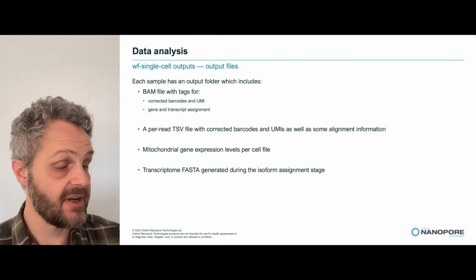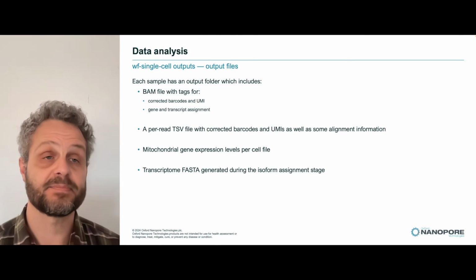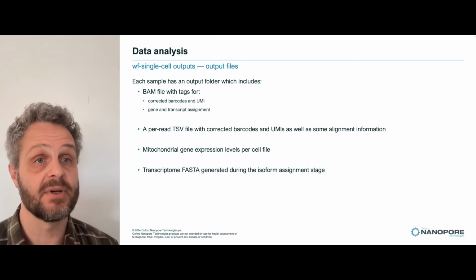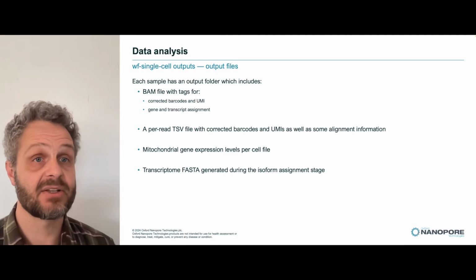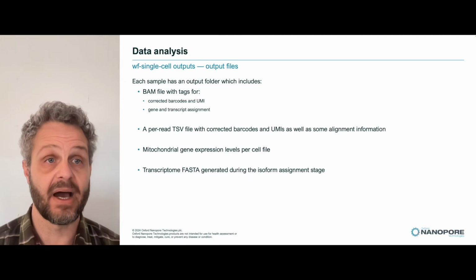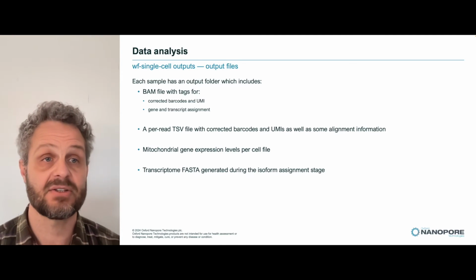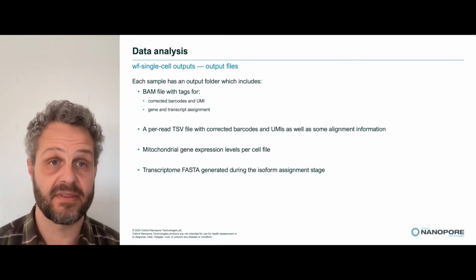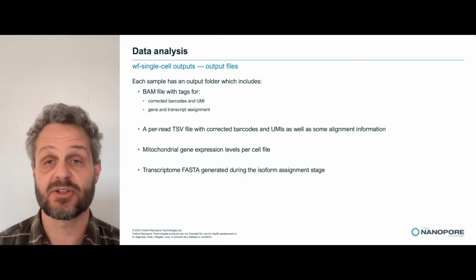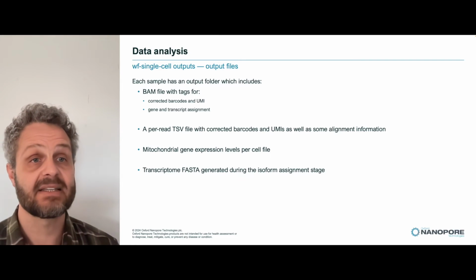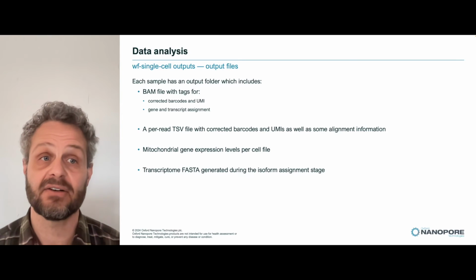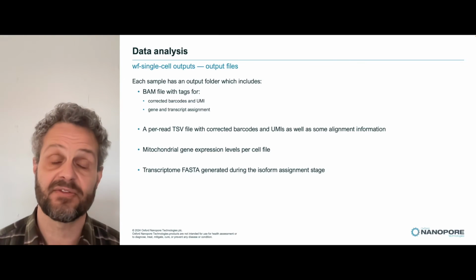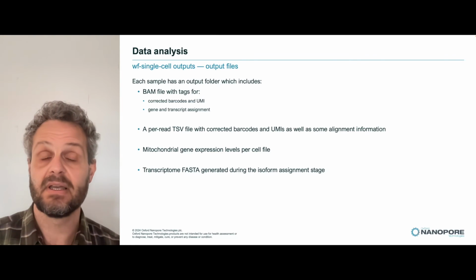So in the output directory, you'll also find, amongst other things, a BAM alignment file from the genomic alignment, and these alignments are tagged with the corrected barcode, UMI, and the gene and transcript that have been assigned to the read. There's a per read TSV file with the same information and some alignment information. There's a mitochondrial gene expression level per cell file, and also a transcriptome FASTA and annotation file that was generated during the isoform assignment stage.